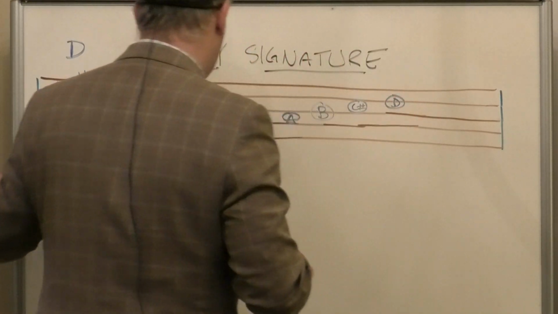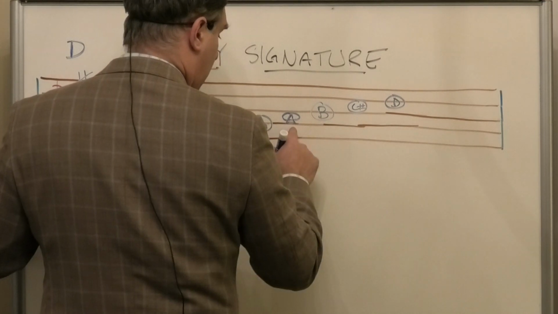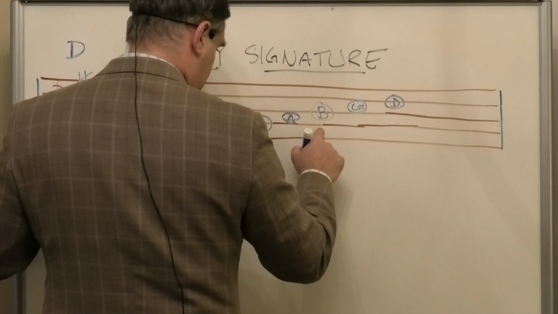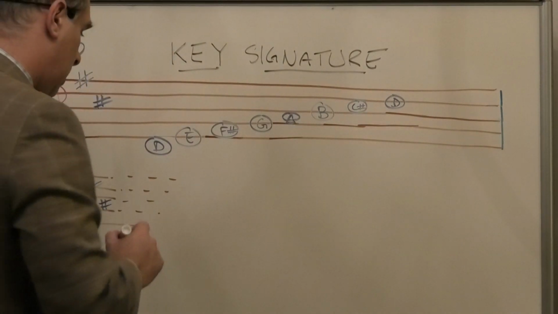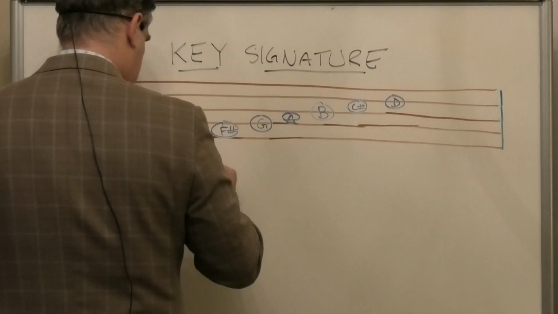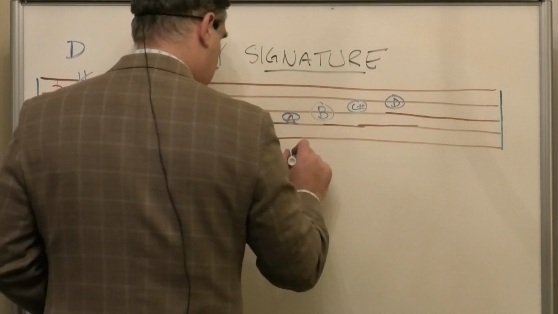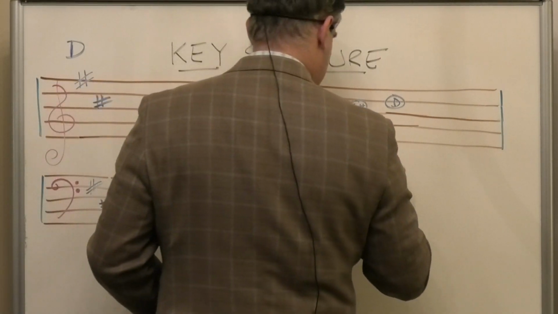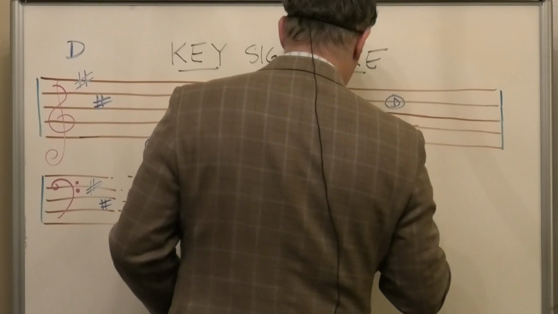Okay, so we have the tonic, the supertonic, the mediant, the subdominant, the dominant, the submediant, the leading tone, and the octave. Scale degree 1, scale degree 2, scale degree 3, scale degree 4, scale degree 5, scale degree 6, scale degree 7, and scale degree 8 or 1 really.